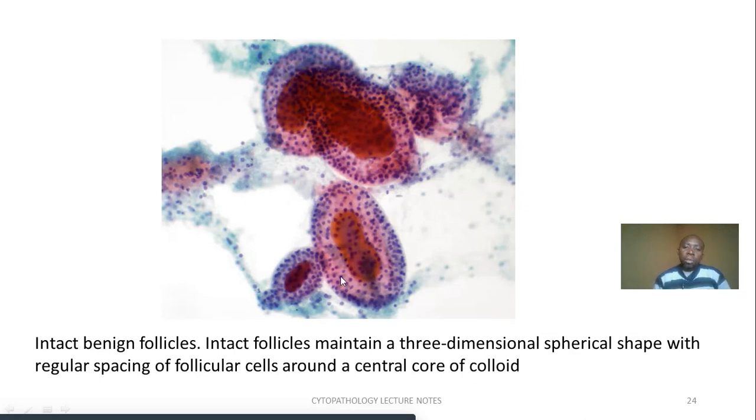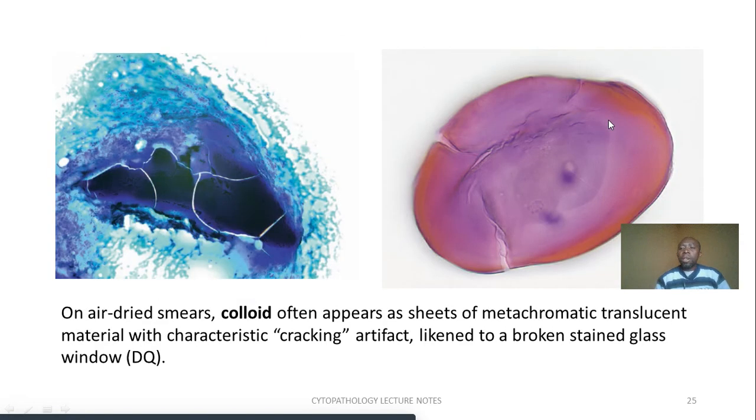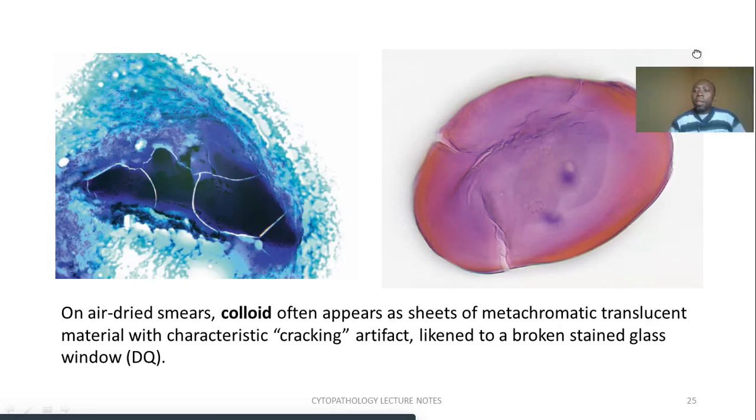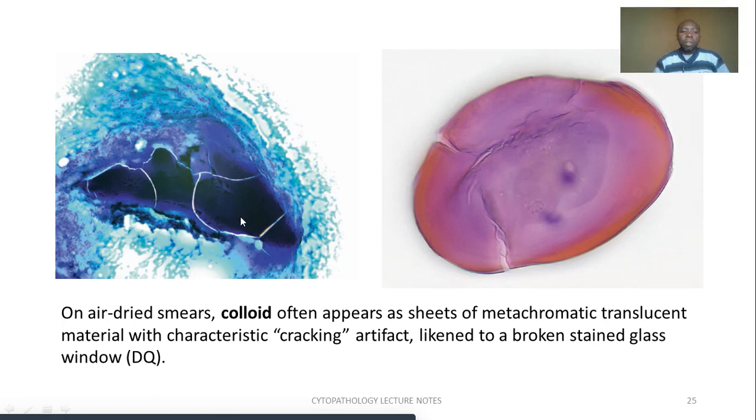So this is a colloid here. The cells are really okay. There is no atypia here, and this typically looks like a benign image. We have a lot of colloid appearing in the center here, and this is typical of what we call a colloid background. In air-dried smears, they may actually appear differently.